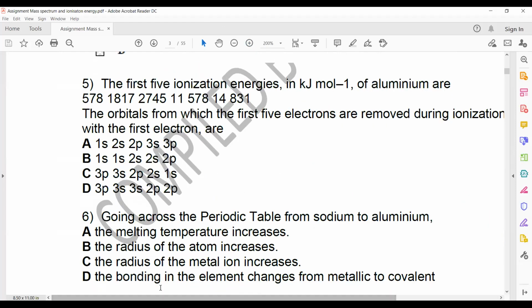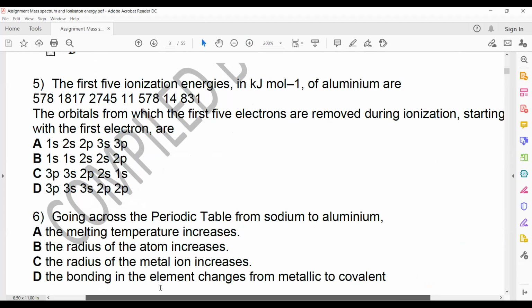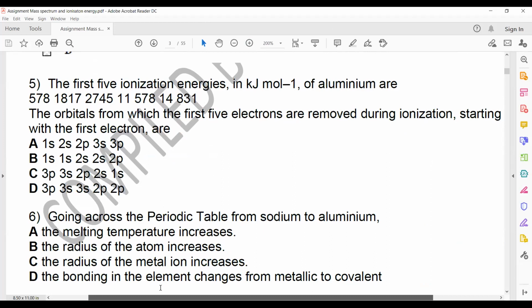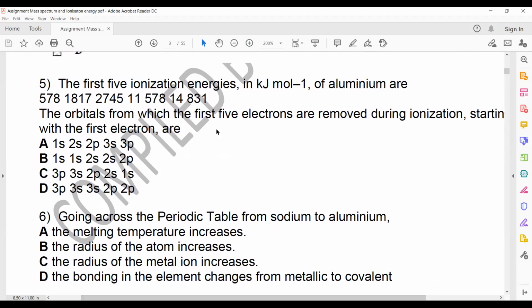The first 5 ionization energies in kilojoules per mole of aluminum are given. The orbitals from which the first 5 electrons are removed. So when you write the electronic configuration for aluminum, as you know, the periodic table will be there. So it is 1s2, 2s2, 2p6, 3s2, 3p1. So when we remove the electron, the first electron is removed from 3p.